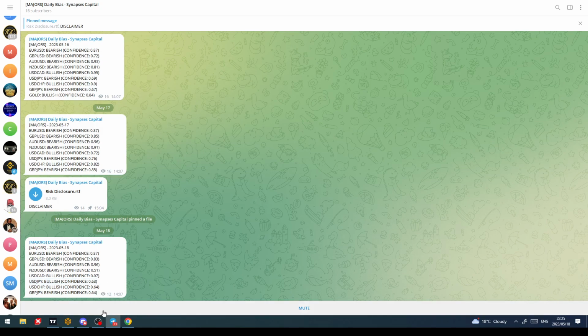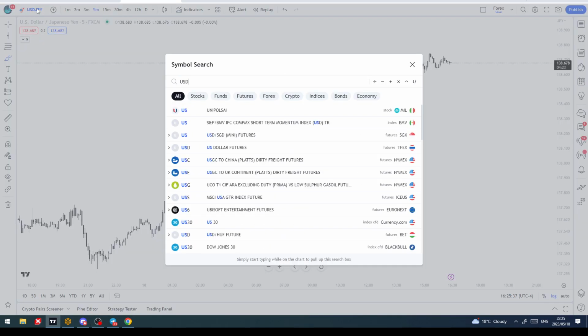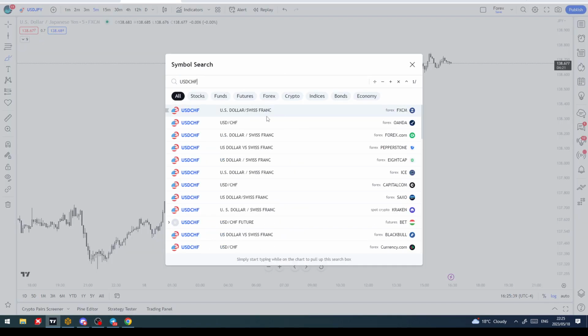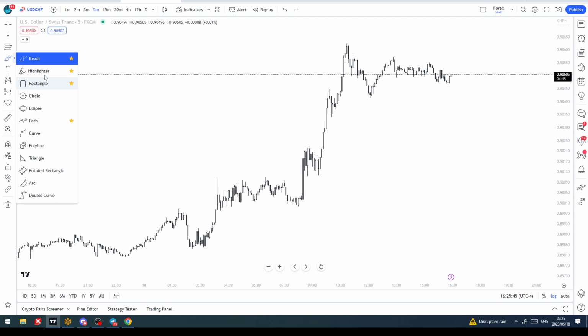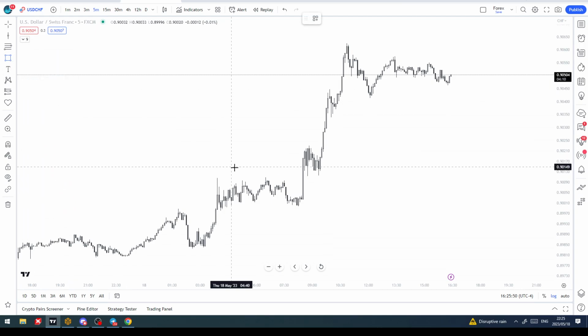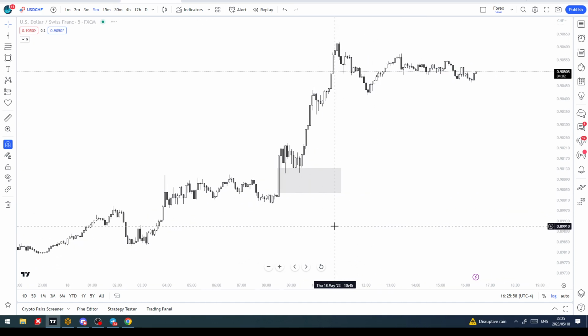USDCHF, again, 64% bullish. Let's go. Right, at a 64% confidence rate. This for me is my model: highs being broken, leaving fair value gaps behind. Here we go. ICT 2022 mentorship model.